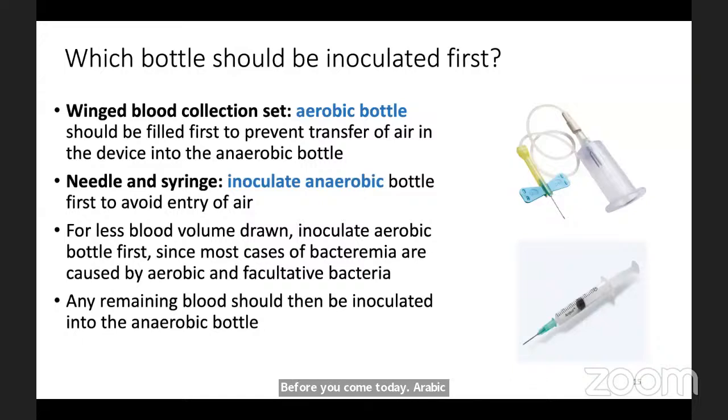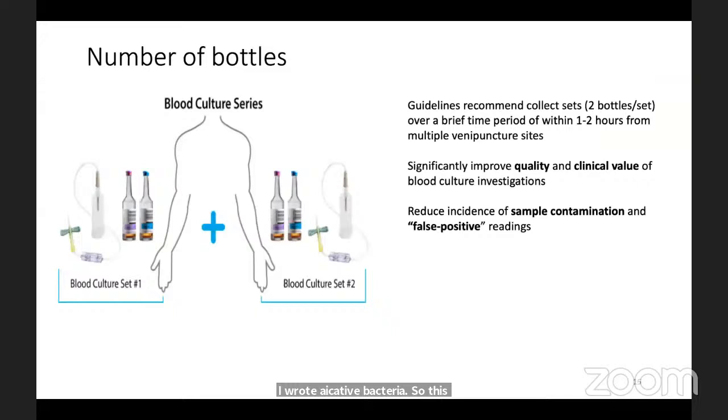Now, if in case you struggled with the blood collection, you couldn't get enough volume to do the 2 sets of bottles, it's advisable that you always inoculate the aerobic, since I said already, we know that most of the bacteremia causes are from aerobic or facultative bacteria. So this is something that most of us do wrong, and we have to take note of that.